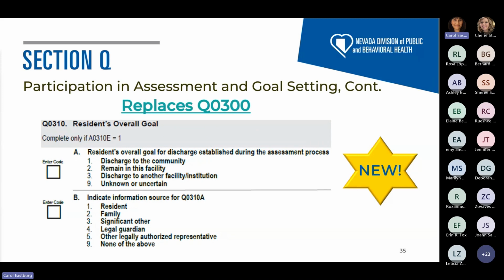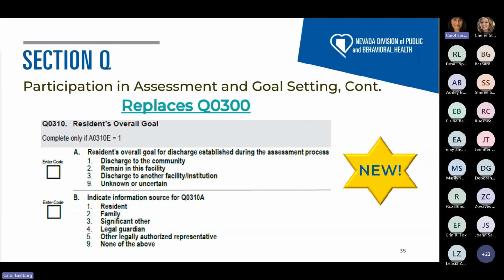As you can see here, Q0300 has been replaced by Q0310. So as you can see here, if the resident participated in determining their overall goal, whether they want to be discharged to the community, remain in the facility, be discharged to another facility or institution, or if they don't know or are uncertain, then you would indicate what that choice is.